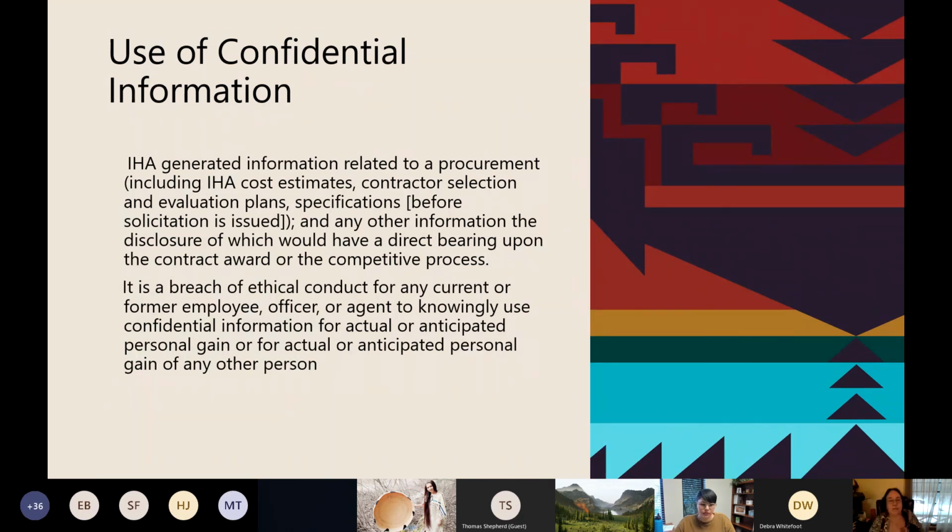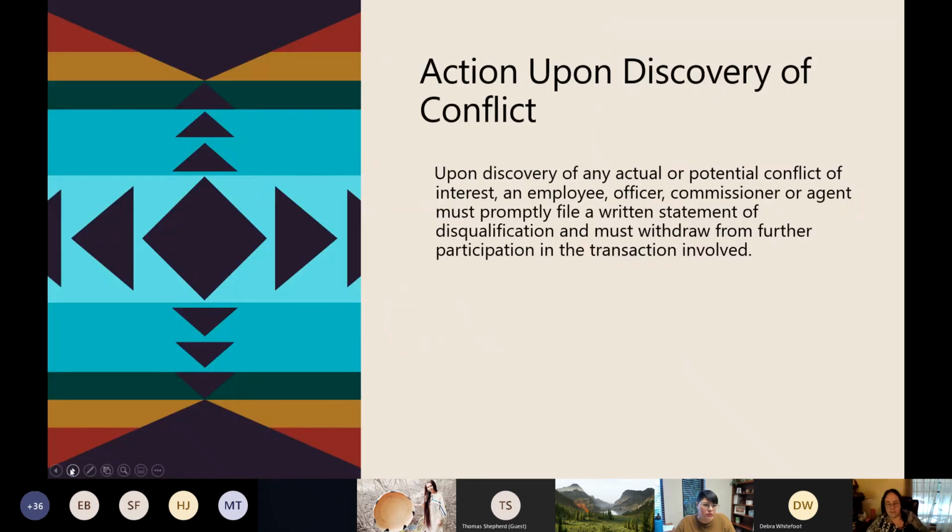So for those 2 years he served on the council, he didn't do any additional work for the housing authority. But keep in mind things like that also. It's a breach of ethical conduct for any current or former employee, officer, or agent to knowingly use that information for anything that could be personal gain or perceived as. Upon discovery of any actual or potential conflict of interest, an employee, officer, commissioner, or agent is supposed to file a written statement of disqualification, and they should be withdrawing from any participation in that transaction.